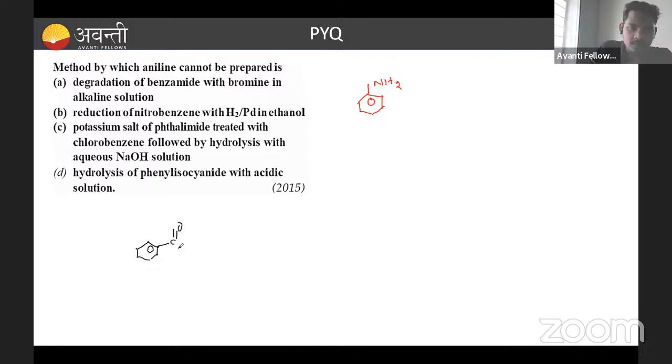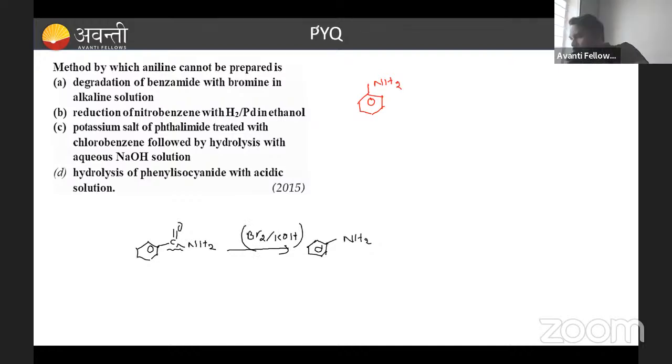So if I take this with Br2 and KOH, tell me what product we will get. We will get benzene with NH2, so we will get aniline, because if we take this one, then this particular group will be omitted, and we will get this product. Everyone understood this? YouTube people, everyone understood this? So here we get aniline.